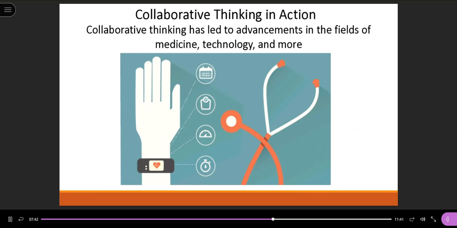So collaborative thinking has actually led to advancements in fields of medicine, technology, and more. There are certain fields of study and professions where thinking collaboratively is much more of the norm and has shown to be hugely beneficial.